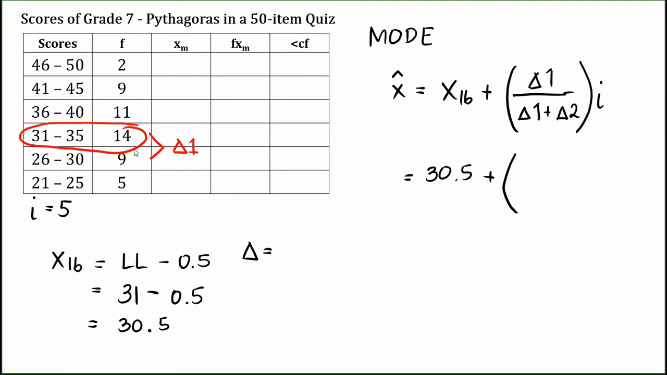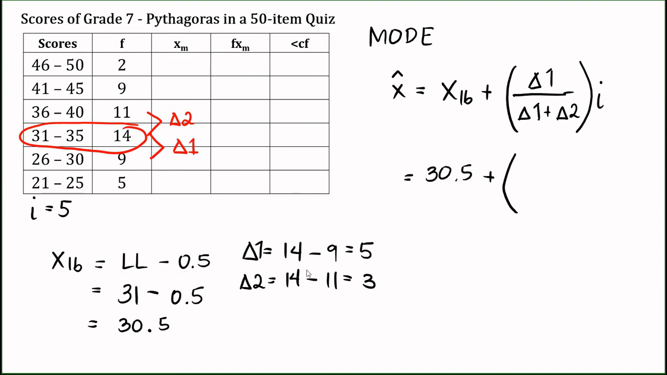Isusubtract po natin yung dalawa. Therefore, we have 14 minus 9. And 14 minus 9 is 5. Next naman ay yung delta 2. Ang delta 2 naman po is the difference of the frequency of the modal class and the next higher class, which is this one, 11. So, ito ang ating delta 2. Subtract natin, 14 minus 11 equals 3.